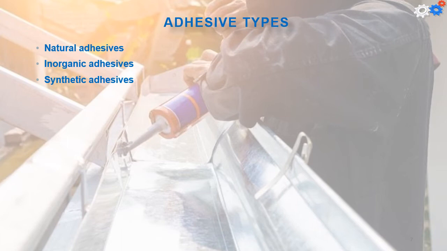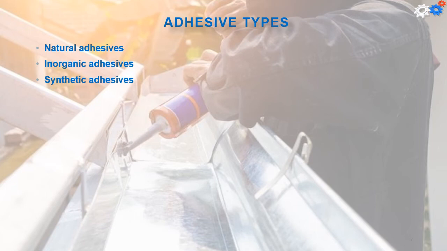There are three different types of adhesives. The first one is natural adhesives, which derive from natural sources, including gums, starch, dextrin, soy flour, and collagen. Usually they are applied for low-stress applications like cardboard cartons, furniture, book bindings, and plywood.